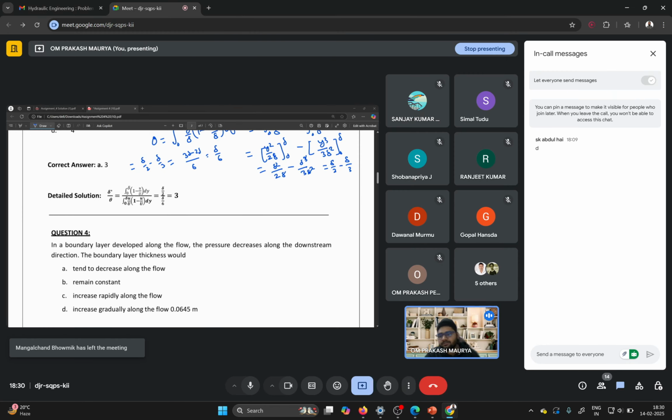Next question is, in a boundary layer developed along the flow, the pressure decreases along the downstream direction. The boundary layer thickness would tend to decrease along the flow, remain constant, increase rapidly along the flow, or increase gradually along the flow.